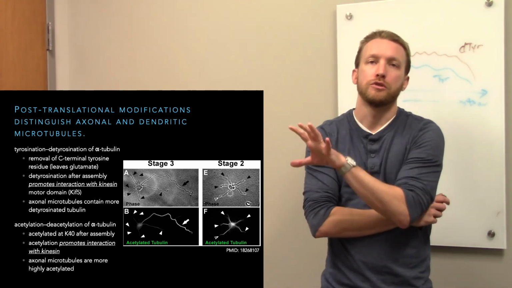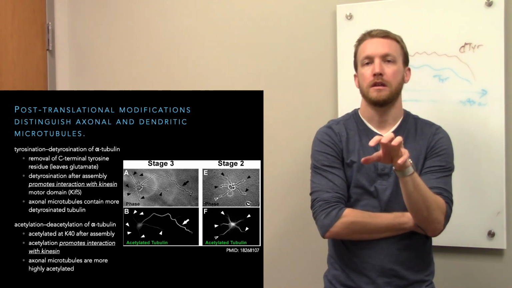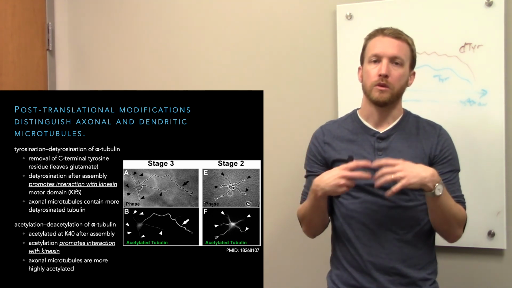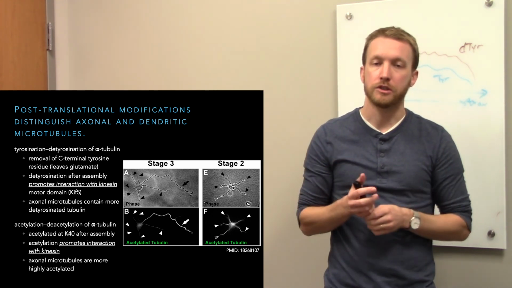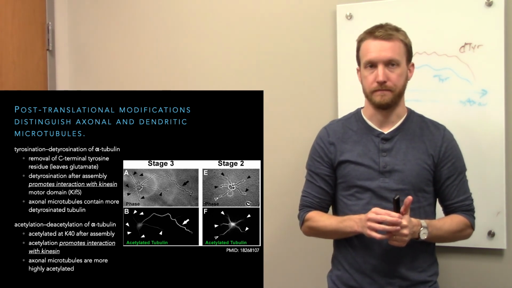But comparing stage 2 to stage 3, when you look at the amount of acetylated tubulin, it's kind of uniformly distributed before the decision is made. But once we've decided which neurite is the axon, that's where we find our acetylated tubulin.